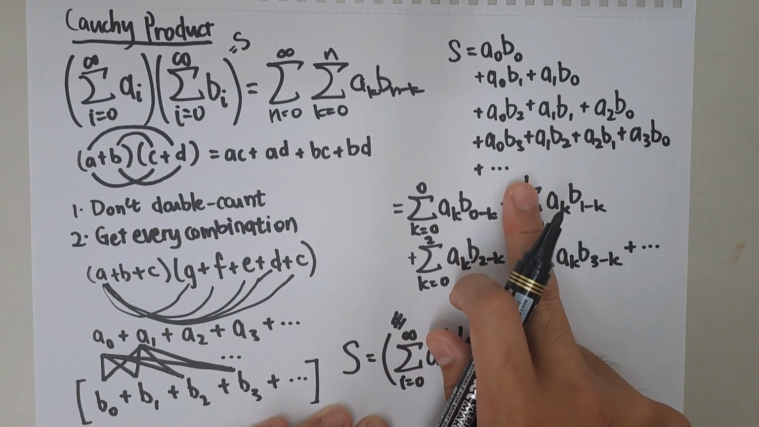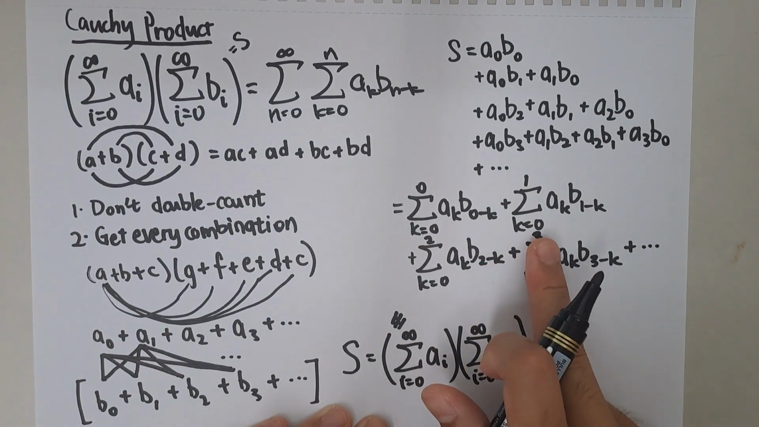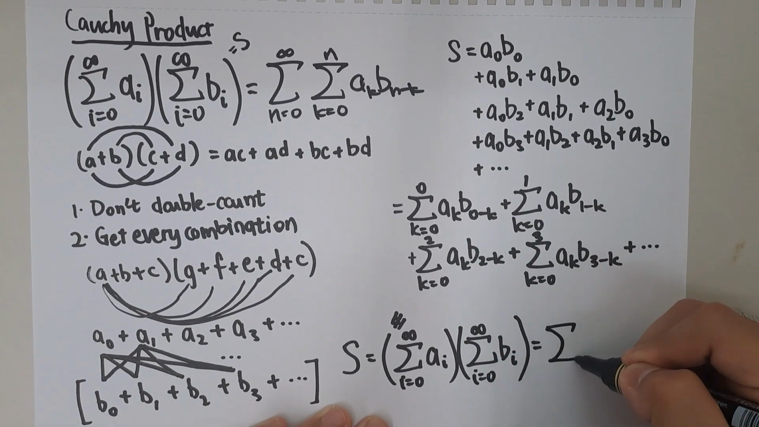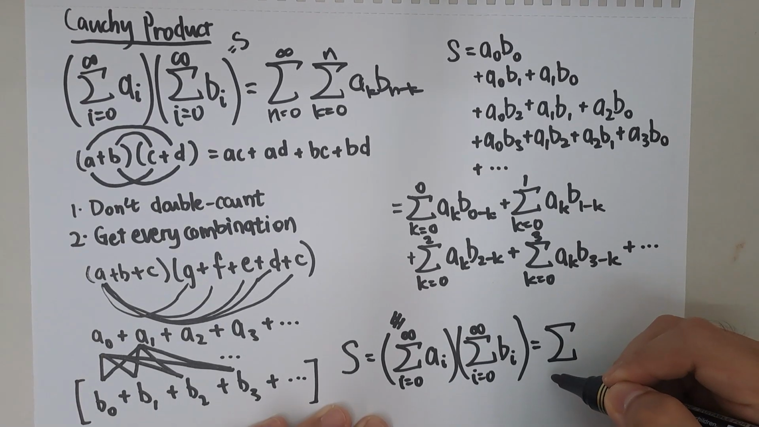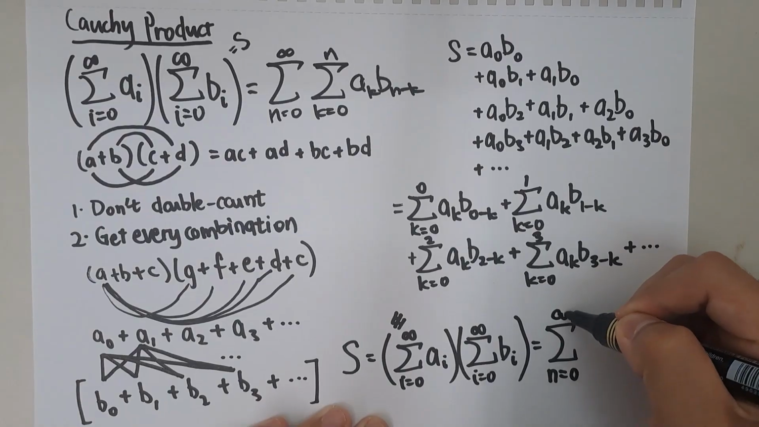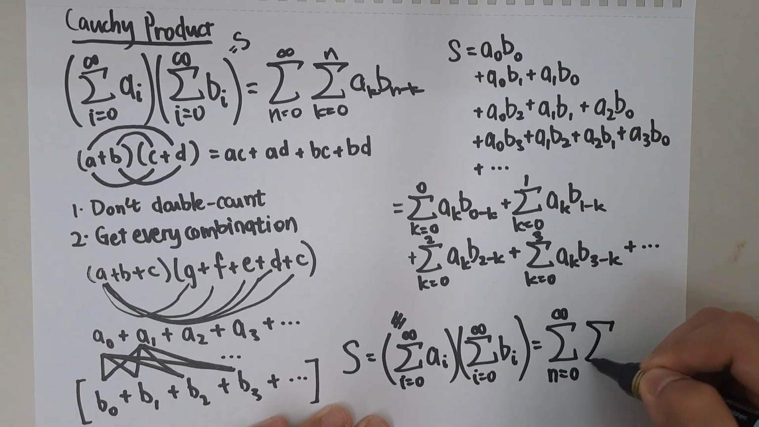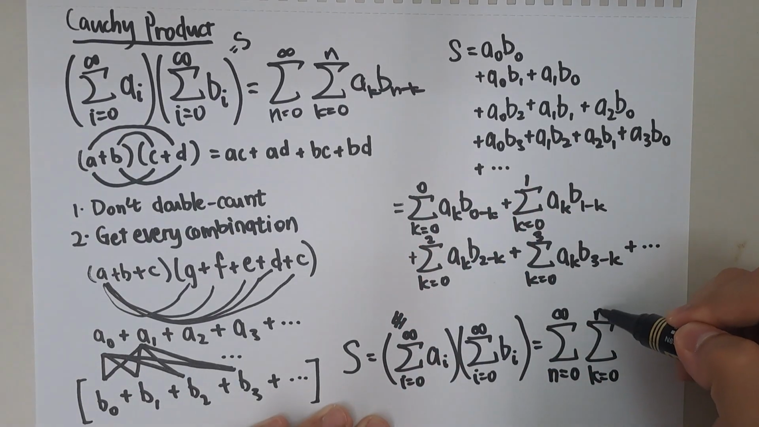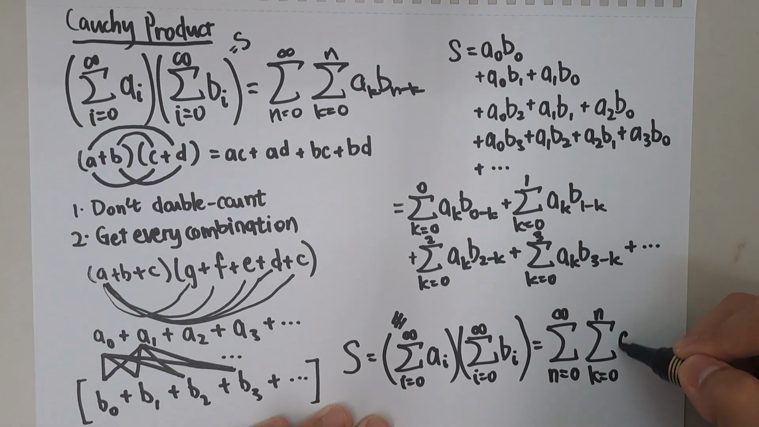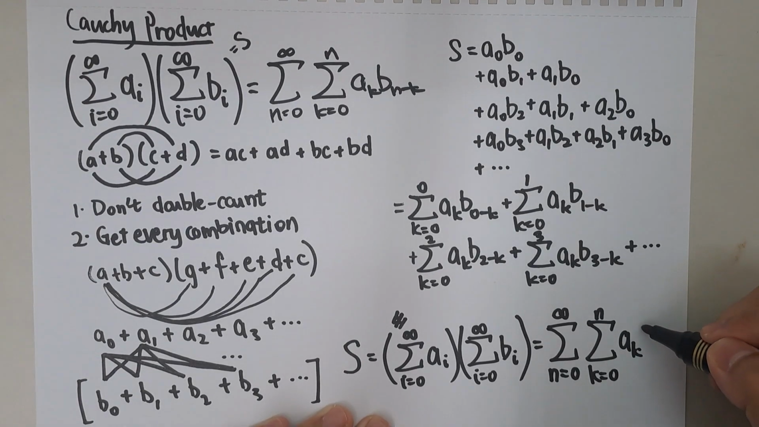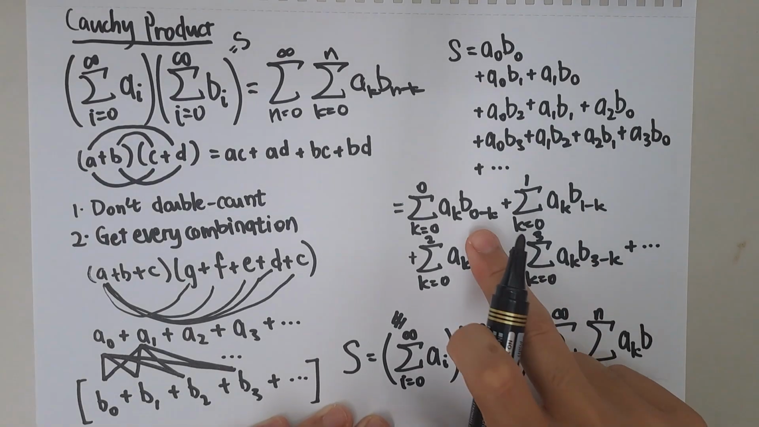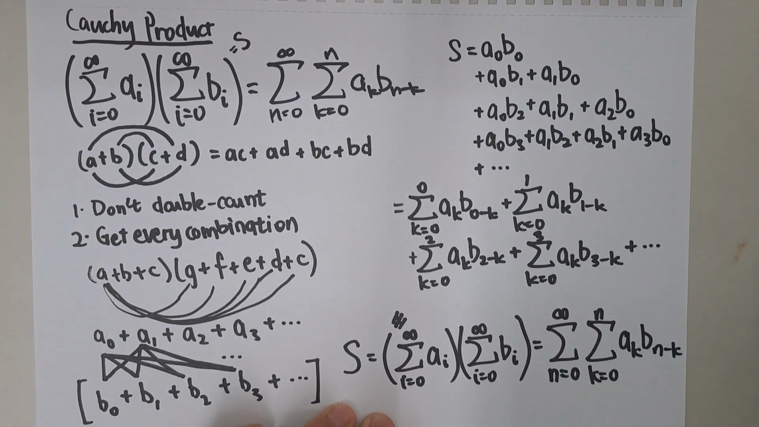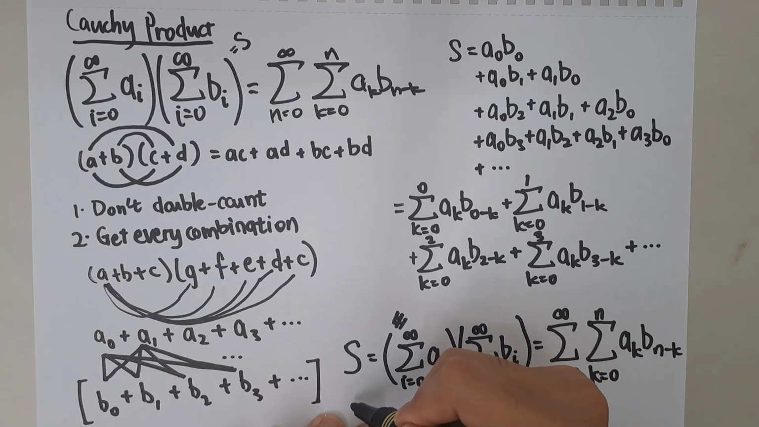We have 0 here, and we have 1 here, we have 2 here, and 3 here. So we can write this as, we can call the variable n going from 0 to infinity of the sum as k is going from 0 to n of a sub k times b sub n minus k. And this is the Cauchy product.